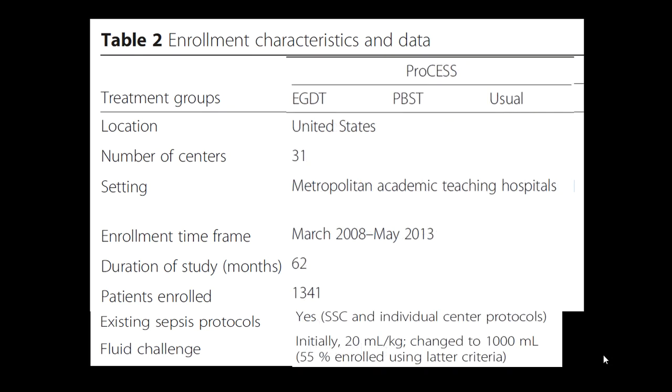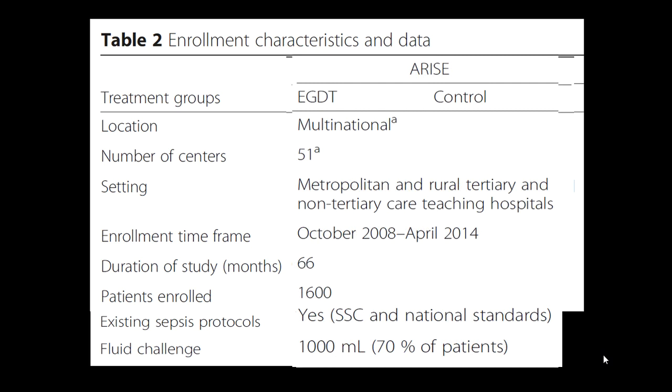When we look at the process trial, the process trial looked at three concepts: the early goal directed therapy as per the reverse protocol, then physician based standard therapy, what the physician felt he should do for such patients, and the usual care where there is no protocol. Here 31 centers were there and roughly around 1300 patients were enrolled, and by this time the surviving sepsis campaign protocols were enrolled, and initially they gave 20 ml per kg as fluid bolus, which was later on changed to a round figure of 1000 ml.